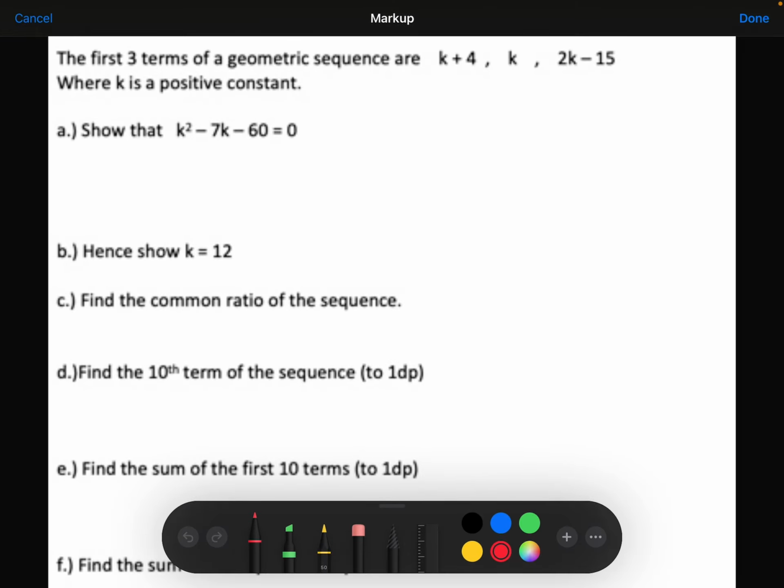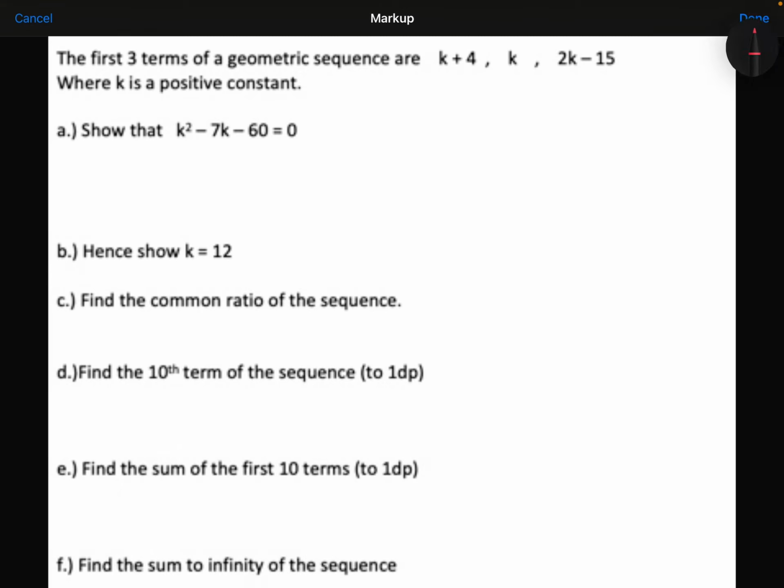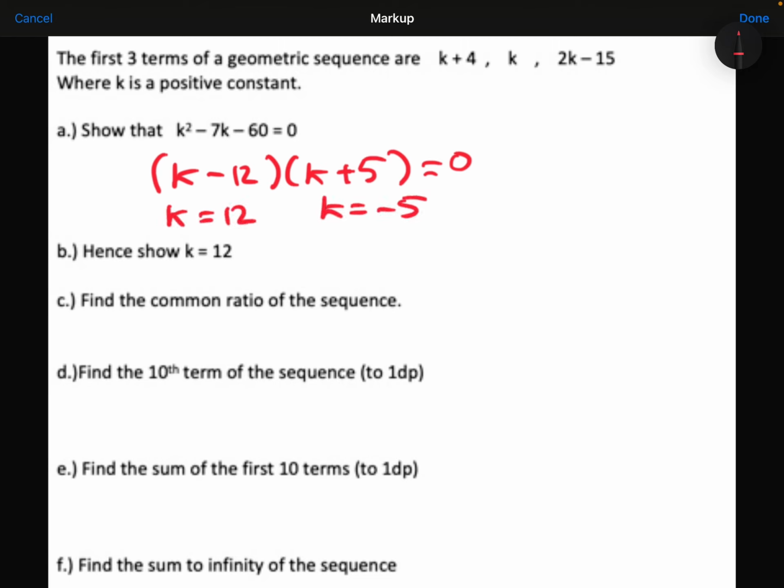Part B. Hence show that k is equal to 12. Well, we've got this quadratic equation, so let's solve it. Let's find out what are the possible values that k could be. So k minus 12, k plus 5. That is that equation factorised. So k is either equal to 12 or k is equal to minus 5. But I was told that k is a positive constant. So actually I can ignore the k equals minus 5, and I know that k has to be 12. That's part B of the question done.